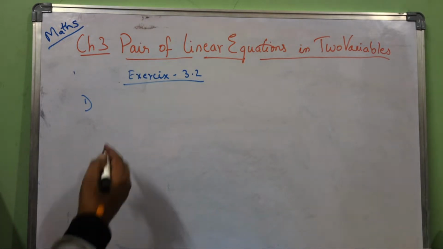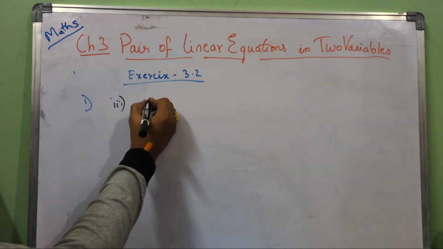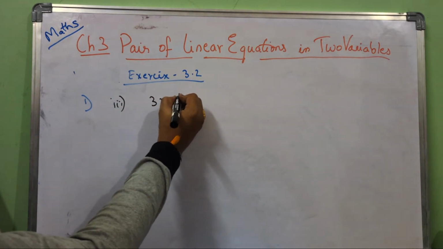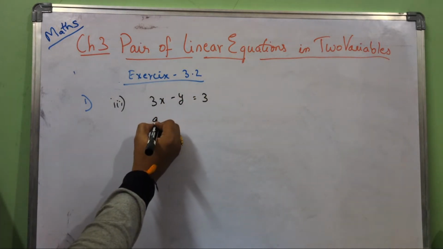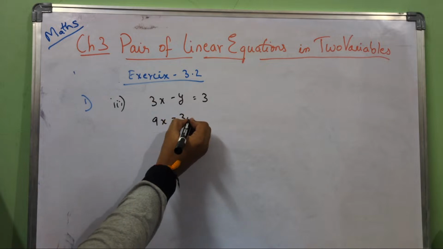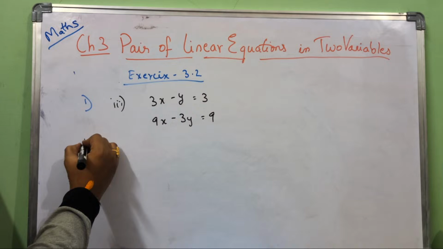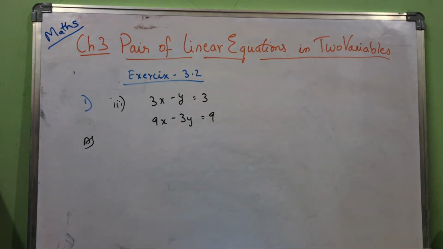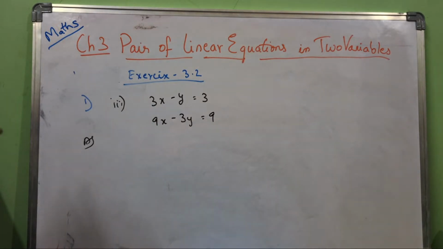Let's solve the third one using the singing mode. That is 3x minus y equal to 3 is the first equation, and the second one is 9x minus 3y equal to 9. Here is a somewhat different question. You can see here that 3, 9 and 9, all three can be divided by 3. So I'll change the second equation by simply dividing by 3.